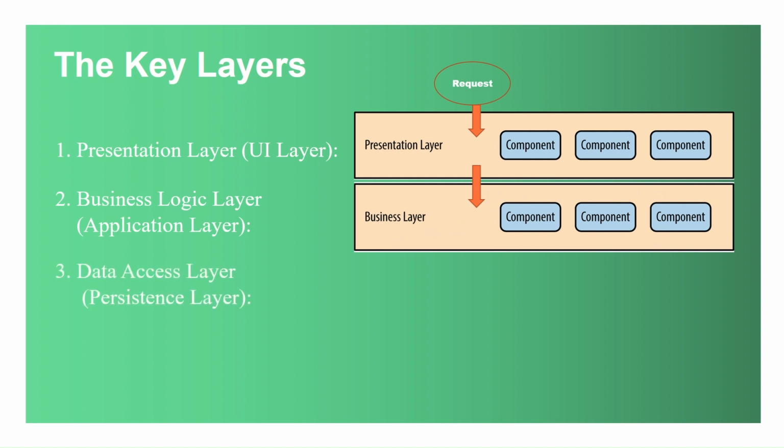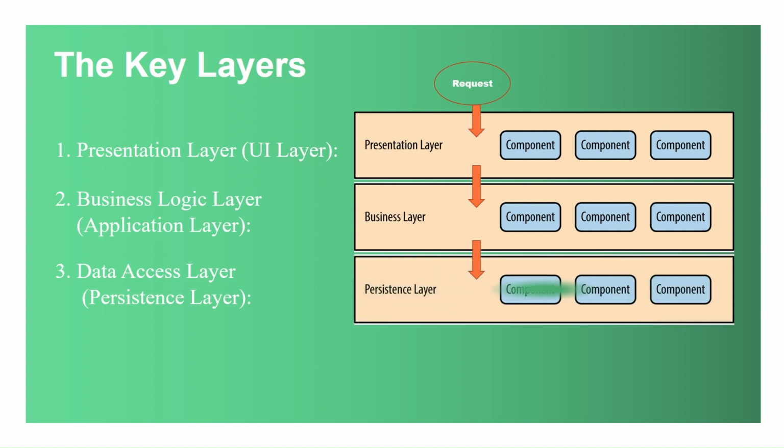Data access layer, we can also call it the persistence layer. Here the application communicates with databases. It abstracts direct database operations from the rest of the system. For example, when you check your order history, this layer fetches the necessary data without exposing the complexities of the database.